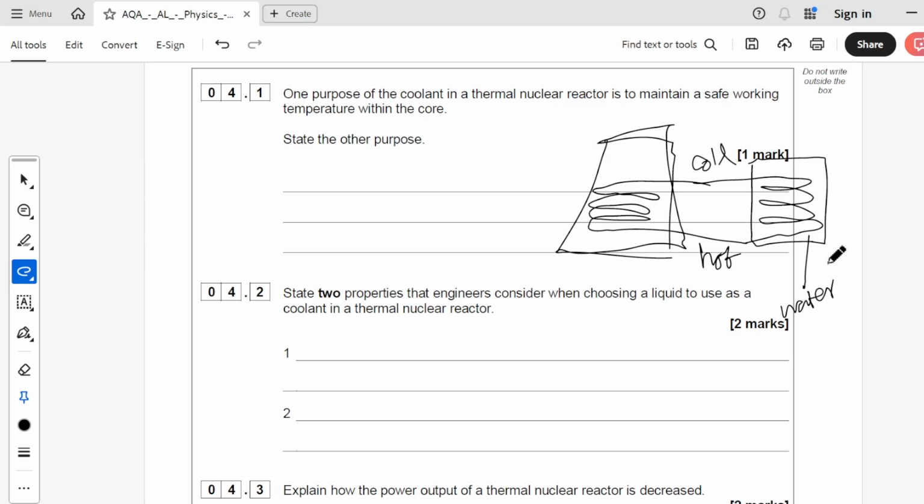State two properties that engineers consider when choosing a liquid to use as a coolant in a thermal nuclear reactor. So based on what we know, the specific heat capacity is definitely important because it determines how much energy it can carry. You have to think about this heat exchanger and that heat exchanger, but that's more of an engineering domain problem. I'm not going to get distracted by that.